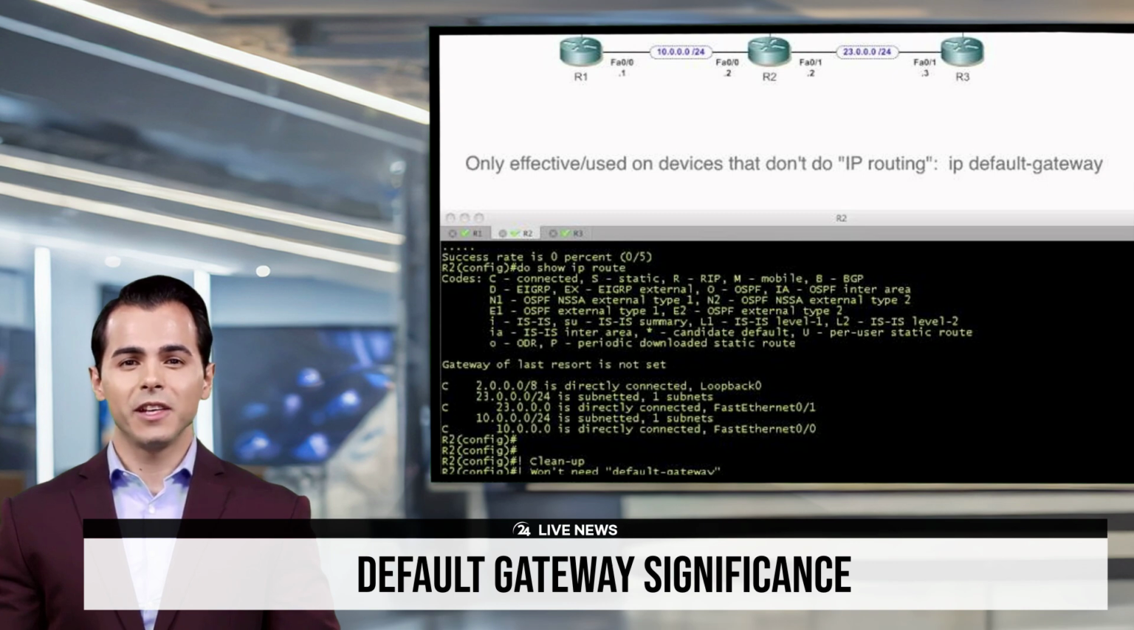2. Routing decision-making. When a device in a local network wants to send data to a device in another network, it relies on the default gateway to make routing decisions. The default gateway examines the destination IP address of each data packet and uses routing tables and protocols to determine the best path for forwarding the packets.